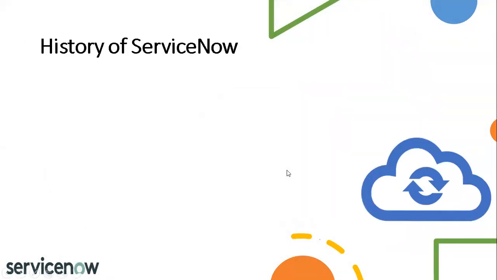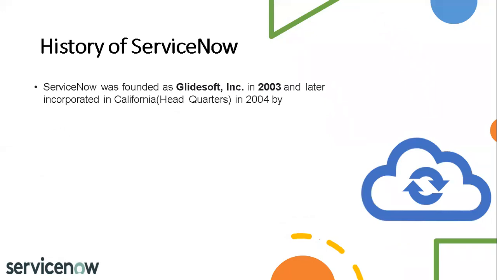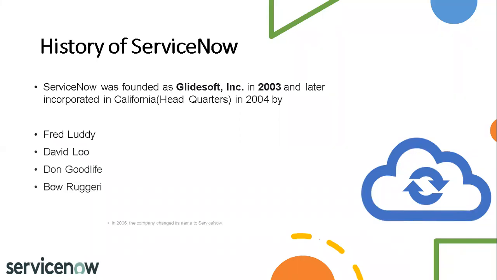Okay, now we'll go with the history of ServiceNow. What was the origin, when it started. Okay, in 2003 it was founded as Glidesoft. The company, at first, was not ServiceNow, it was Glidesoft actually, and later it changed to ServiceNow. So see here, the headquarters is in California. Fred Luddy, David Loo, Don, and Bow, these four guys were the team who implemented ServiceNow. Before ServiceNow we had BMC Remedy actually.